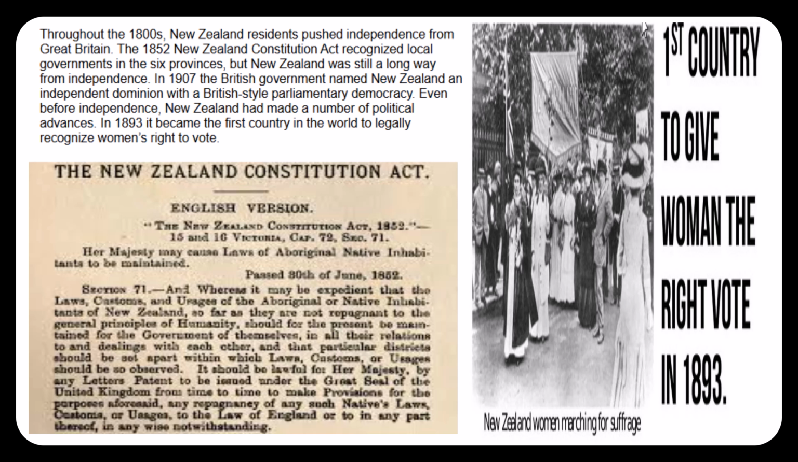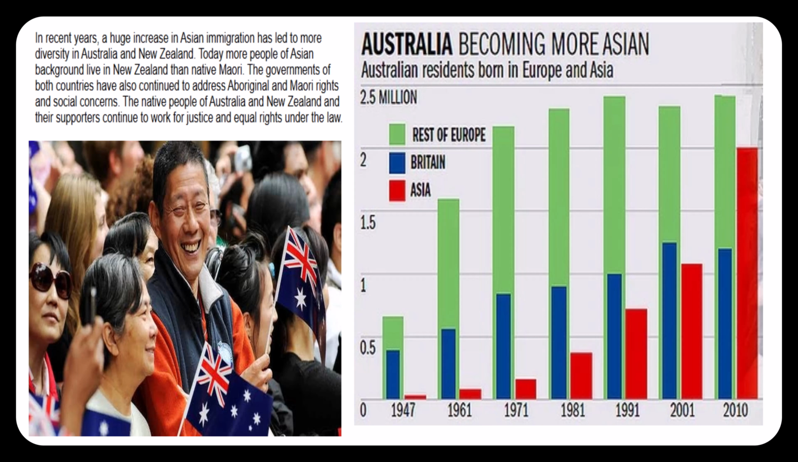In recent years, a huge increase in Asian immigration has led to more diversity in Australia and New Zealand. Today, more people of Asian background live in New Zealand than native Maori. The governments of both countries have also continued to address Aboriginal and Maori rights and social concerns. The native people of Australia and New Zealand and their supporters continue to work for justice and equal rights under the law. Question 11. What has led to more diversity in Australia in modern times and huge increase in Asian immigration to the area?